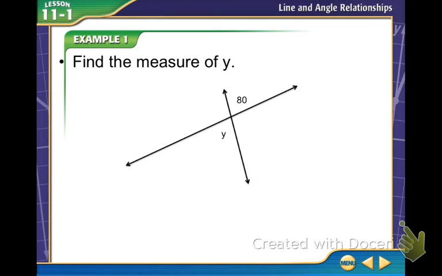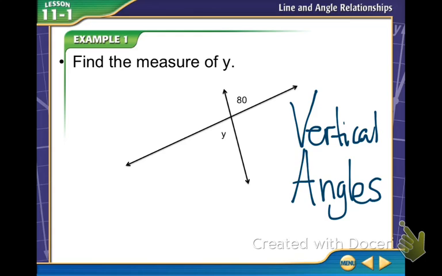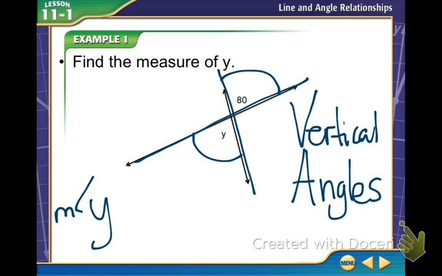Again, pause the video and find the value of angle y. Made by two intersecting lines crossing here, we have opposite angles, which are congruent, which means y would have to have the same value, the same degree. So they are vertical angles, which makes them congruent, and the measure of angle y is 80 degrees.